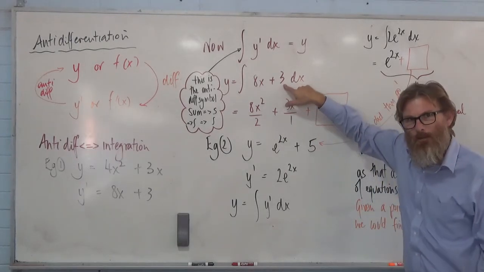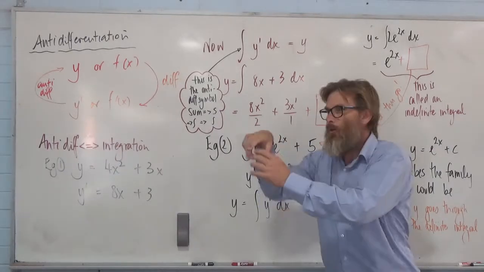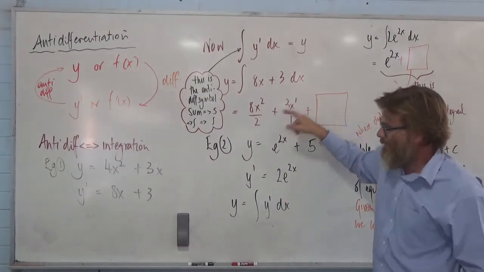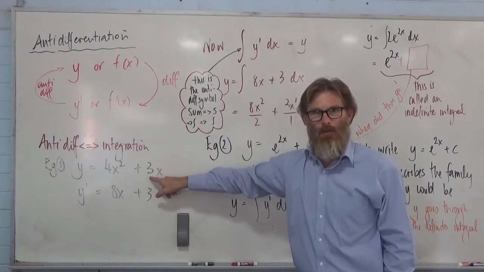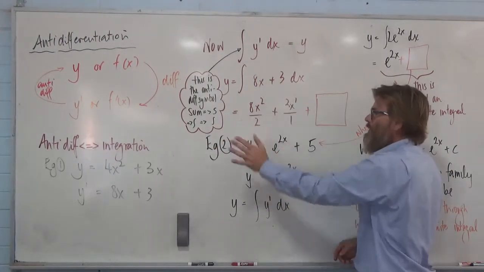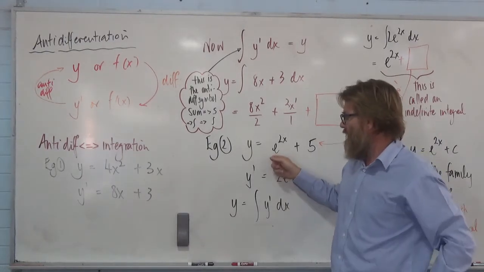Now this was just a number, so it's really 3x to the 0, isn't it? Raise the power by 1, divide by the new power. There's the 3x that we started with there. So you can see that it works. Simple example for now, you can see that it works. Okay? Let's do it with something a little more complex.